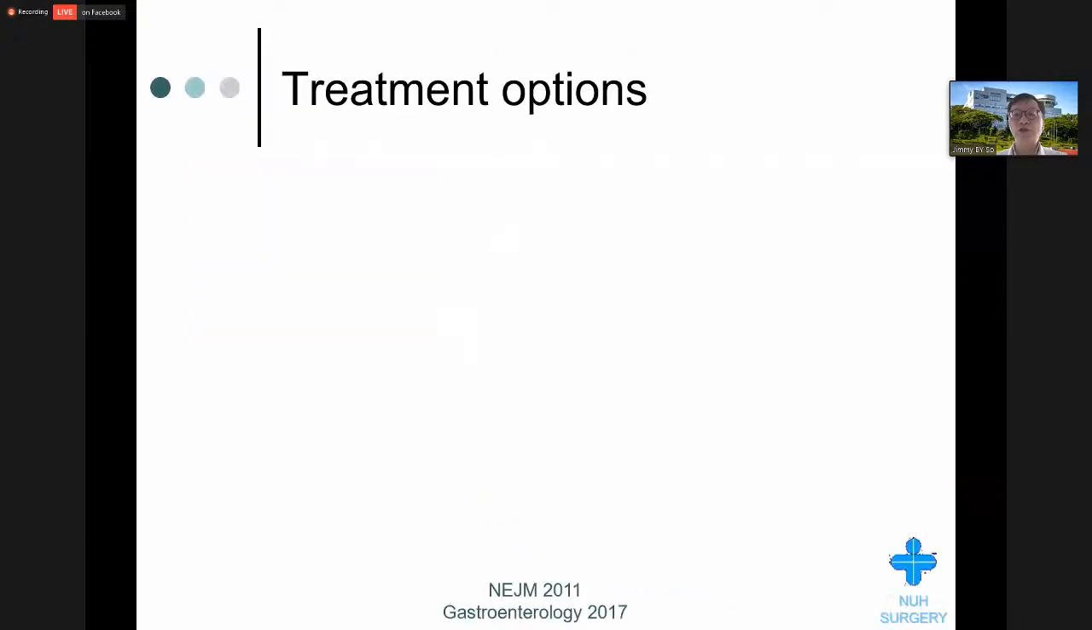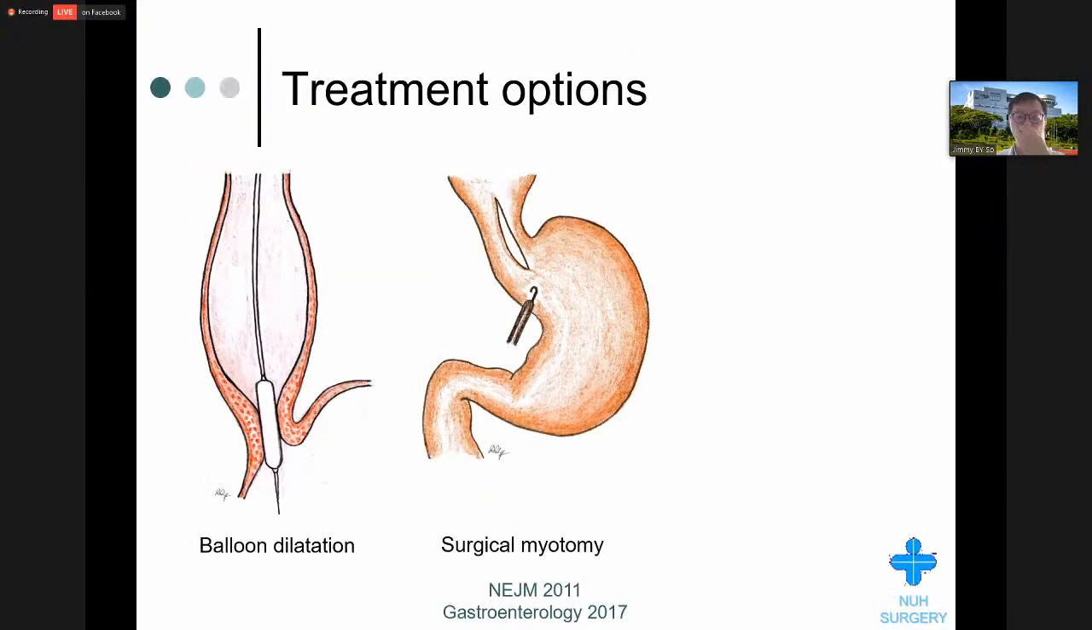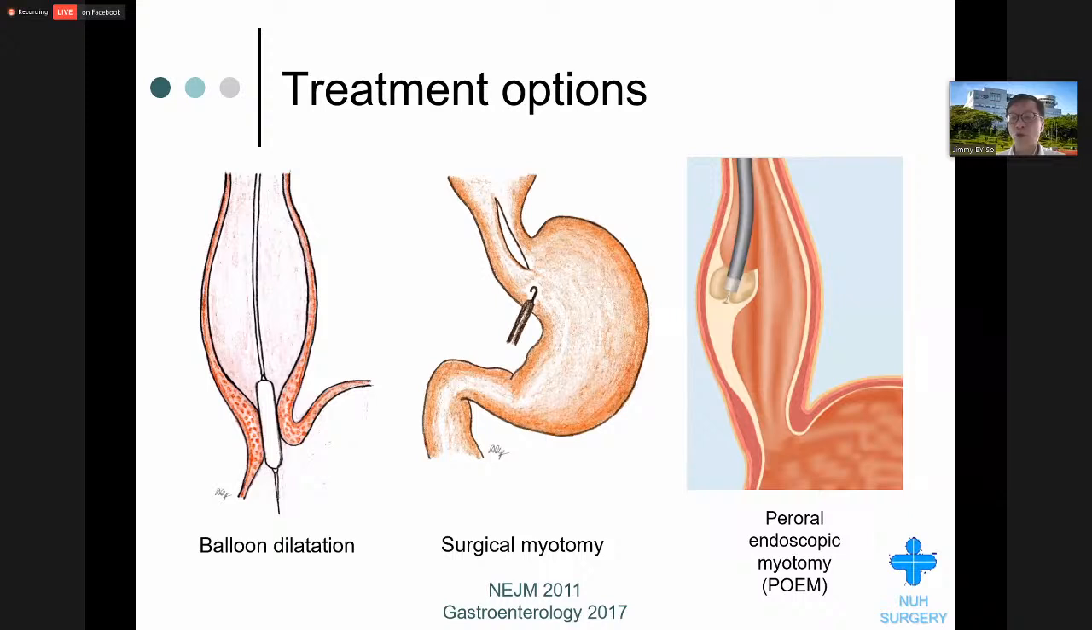These are the treatment options. Conventionally, the two standard treatment options for achalasia are balloon dilatation and surgical myotomy. But certainly in the last decades, most attention has gone to what we call peroral endoscopic myotomy, or POEM.